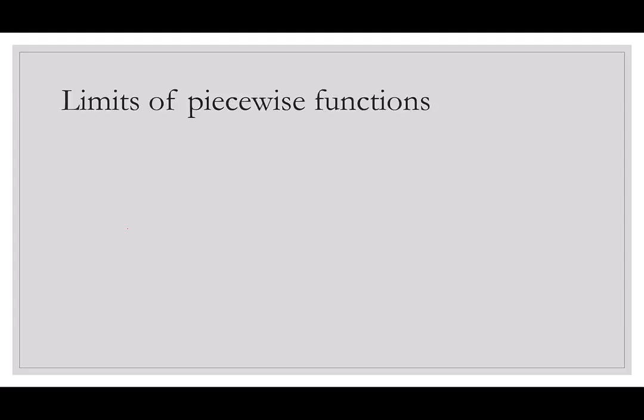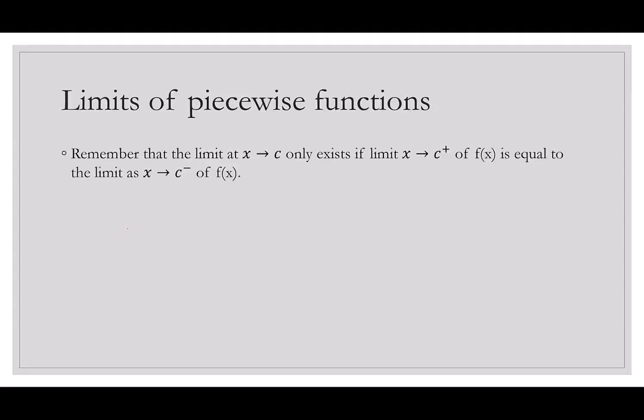Now we're ready to talk about limits of piecewise functions. Remember that the limit as x goes to c only exists if the limit as x goes to c from the positive side of f of x is equal to the limit as x goes to c from the negative side of f of x. We want to be careful with the values of c where the function changes its definitions. We want to make sure the positive side and the negative side are the same in order for there to be a limit at c.